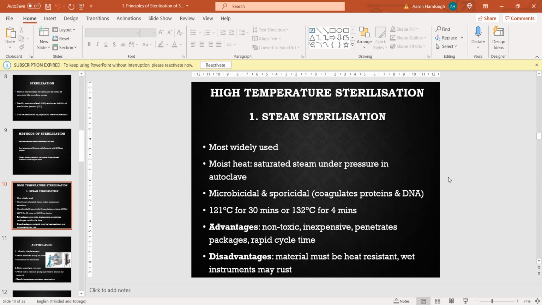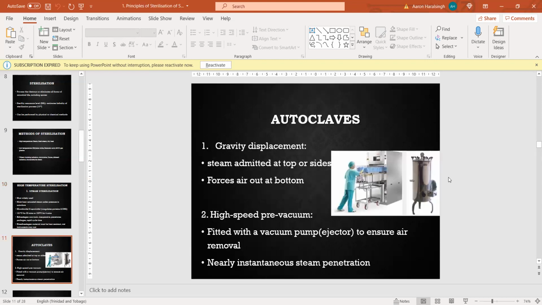One of the disadvantages of steam sterilization is that the materials must be heat resistant. So we can only really use heat methods for heat resistant materials. One of the other issues is that wet instruments can rust under these conditions. This is why most of the instruments are made of aluminum and stainless steel, so they're less likely to rust. They are put into these vats. They're called autoclaves. They look like a very large pressure pot, sometimes like an oven.